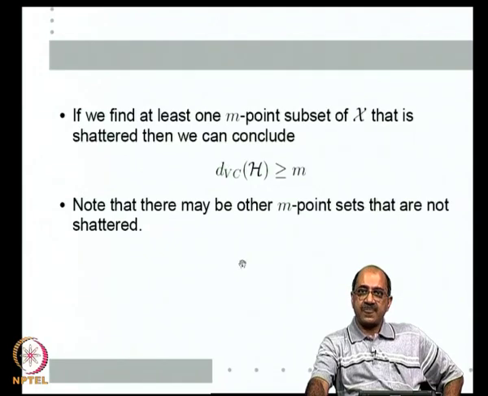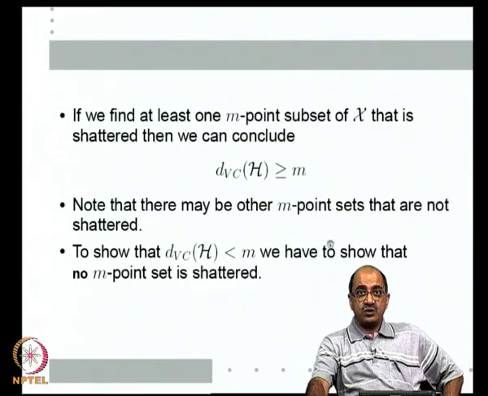On the other hand, to show that the VC dimension is strictly less than m, we have to show that no m point set is shattered, right? To show that it is at least m, all we need to do is exhibit one example. Whereas to show that it is less than m, we have to show that no possible m point subset is shattered by H.